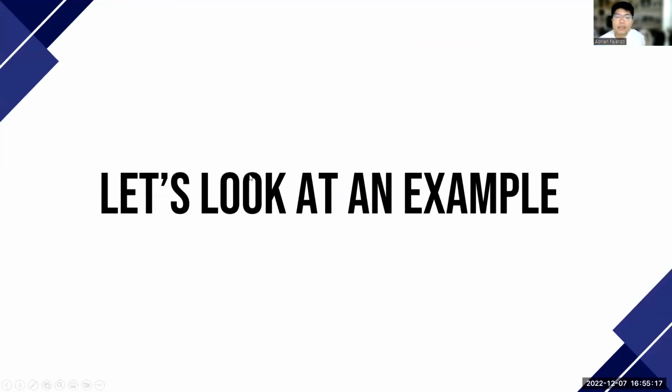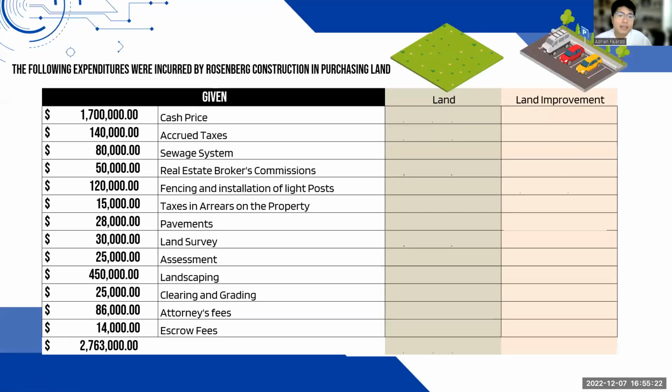So let's look at an example. Honestly, in terms of these question types, what they will do is drown you in information, right? Let's say the following were incurred by Rosenberg Construction in purchasing the land. In total, they spent around 2.7 million, and that 2.7 million was broken down into all of these things. Now, the common questions here would be, what is the value of land? What is the value of land improvement?